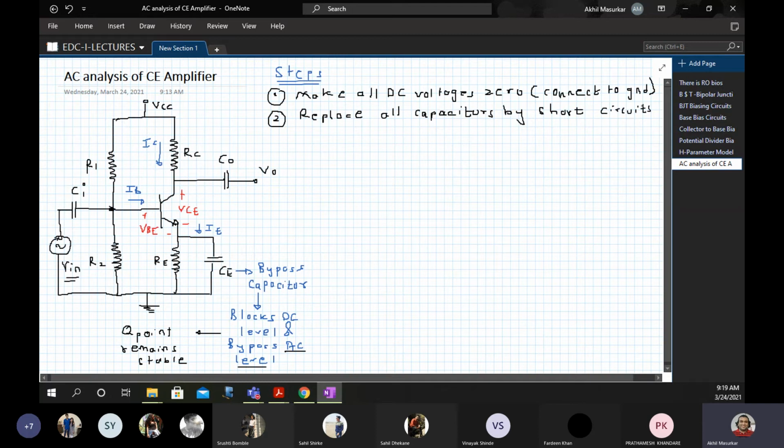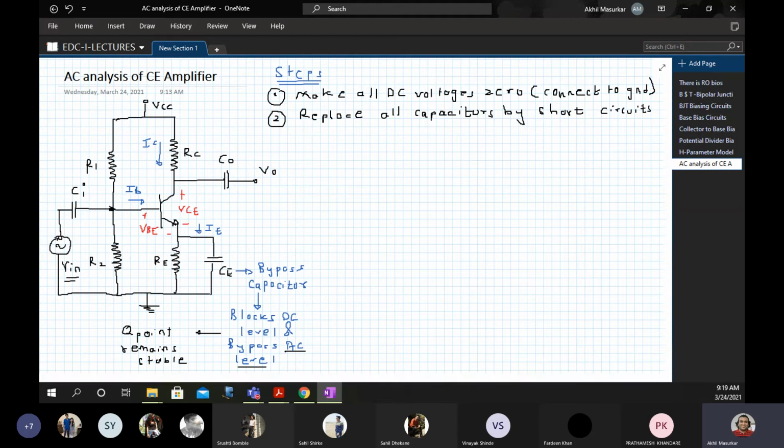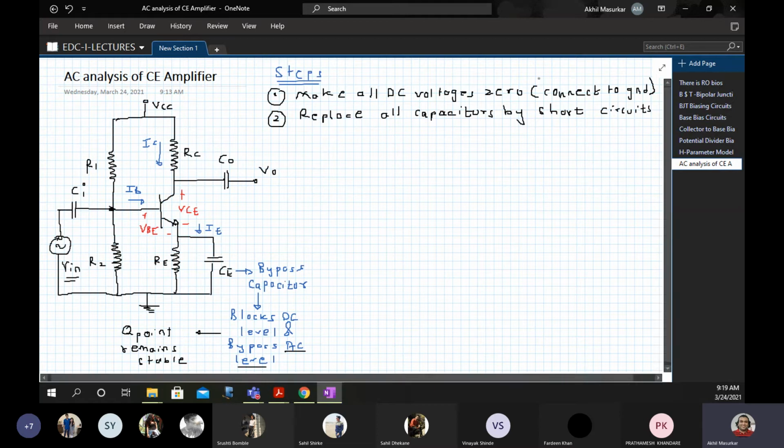Now why do this? Because a capacitor blocks the DC signal, so it acts like an open circuit for a DC signal and allows the AC component to pass through it. That is why it acts like a short circuit for AC signals. And since we are doing AC analysis, we will replace all capacitors by short circuits.